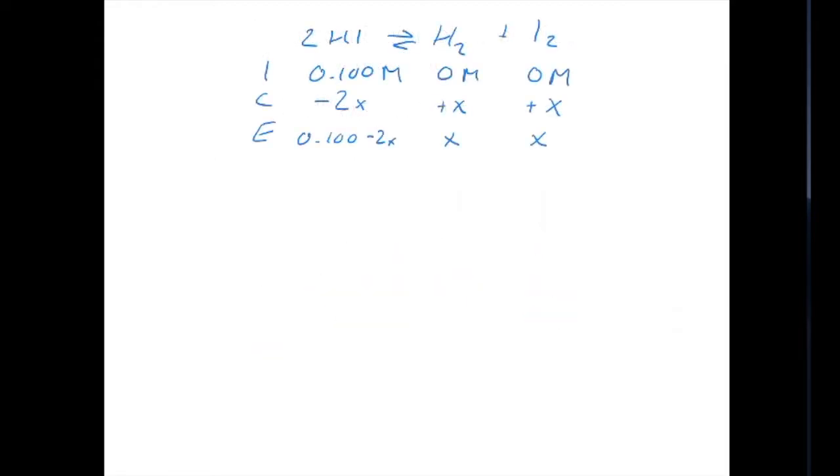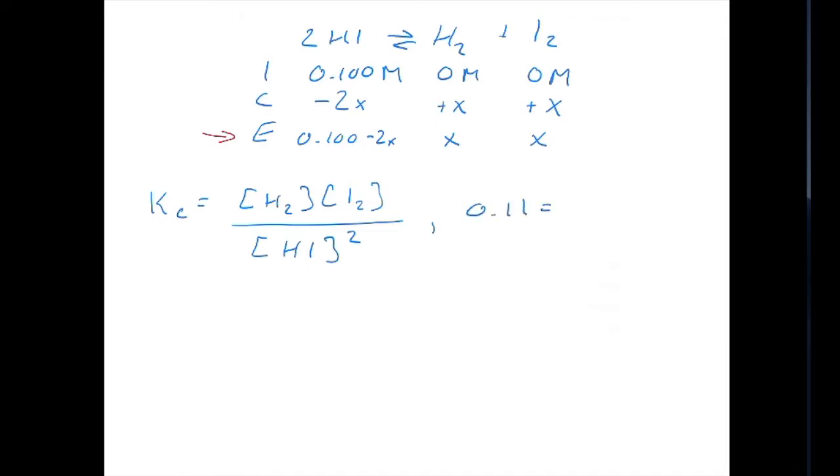The next step is to write out the equilibrium expression. So Kc equals the concentration of H2 times the concentration of I2 divided by the concentration of HI squared. Now if we fill in the equilibrium expression using the equilibrium conditions here as well as the Kc, we end up with 0.11 equals x squared divided by (0.100 minus 2x) squared.